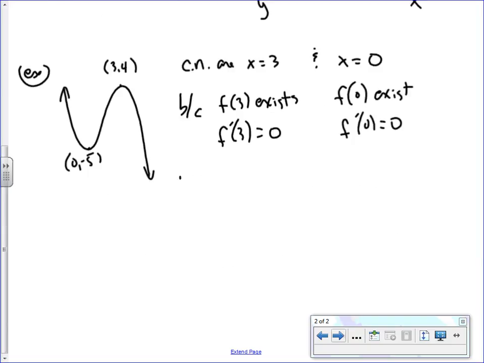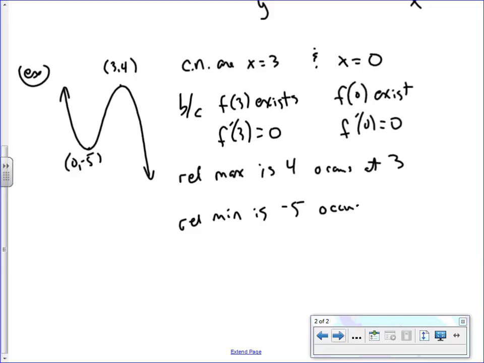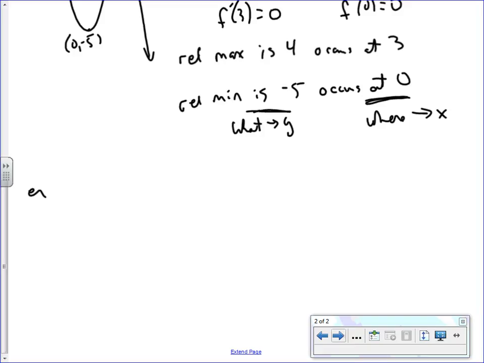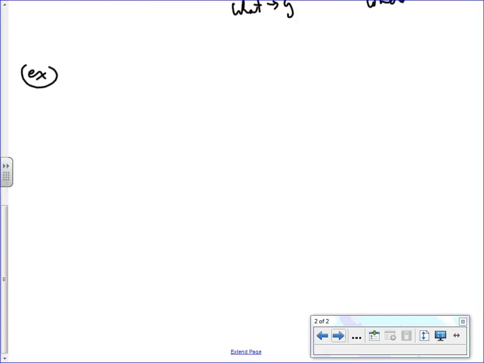And again, the language. If I said, well, describe the relative maxes and mins to me, you would say the relative max is 4, and it occurs at 3. The relative min is -5, and it occurs at 0. Where is it? Translates into x. What is it? Translates into y. Okay, this one's a little wonky.